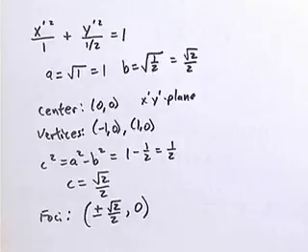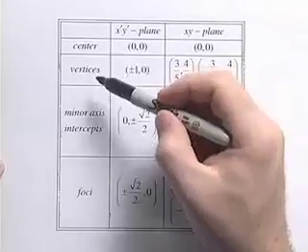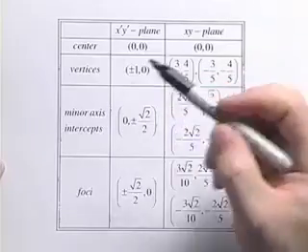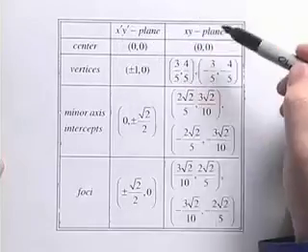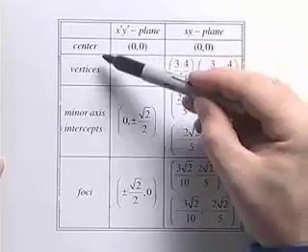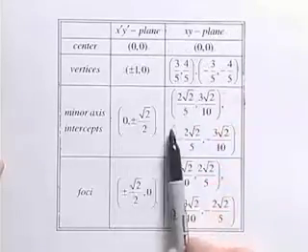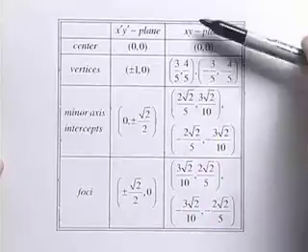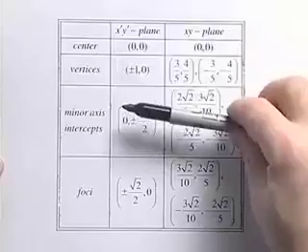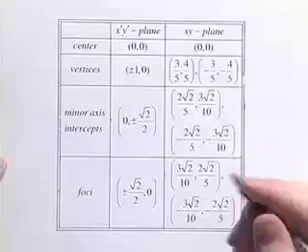We can summarize all the information that we've obtained at this point in a table. Here we have the center, vertices, minor axis intercepts, and the foci. We've got our x prime, y prime plane, and then the xy plane. Our center is at 0, 0 in both cases. You can see how the vertices are different, the intercepts are different, and the foci are different. We've rotated from the xy plane to the x prime, y prime plane. We're going to use this information to sketch a graph now.